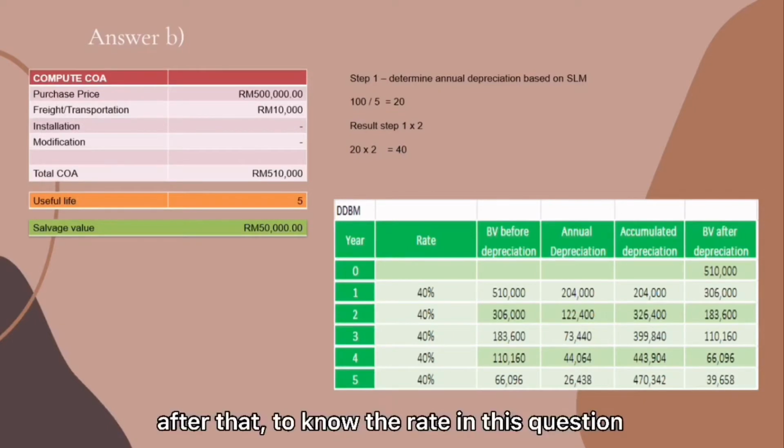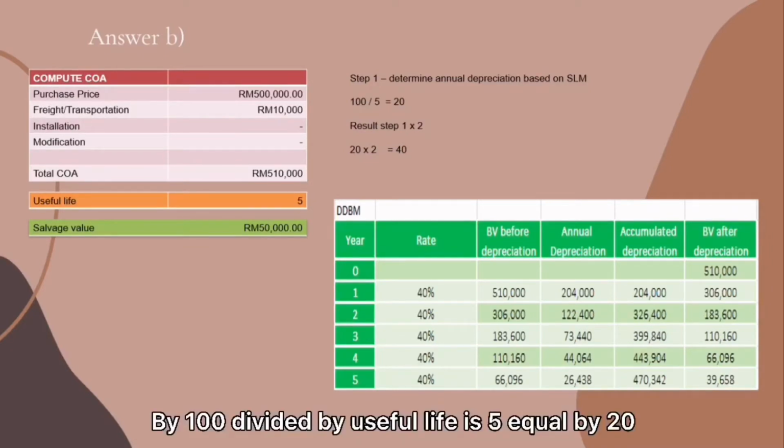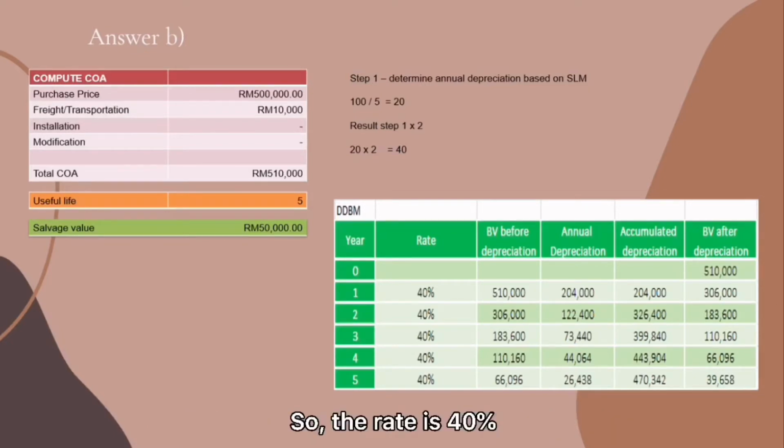After that, to know the rate in this question, we must determine annual depreciation based on the straight line method. That is 100 divided by useful life of 5, which equals 20. So the result of step 1 must be multiplied by 2. So the rate is 40%. After that, make a table like usual.